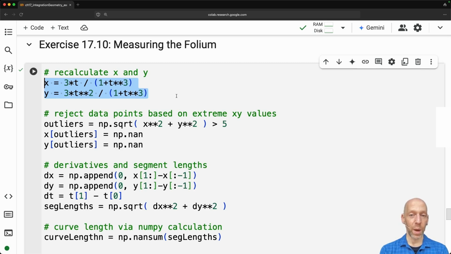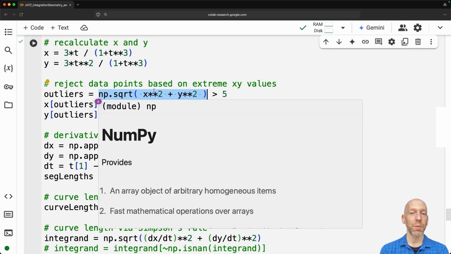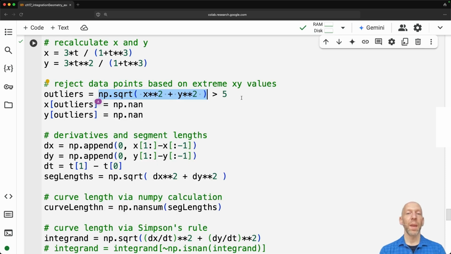of x and y. Okay, so here is the Euclidean distance, so the square root of x squared plus y squared. And this vector here, the result of this highlighted code, is going to tell us the Euclidean distance of each data point that we evaluated from these two functions to the origin. And here I'm saying that if they are greater than 5, they are going to be labeled as outliers.